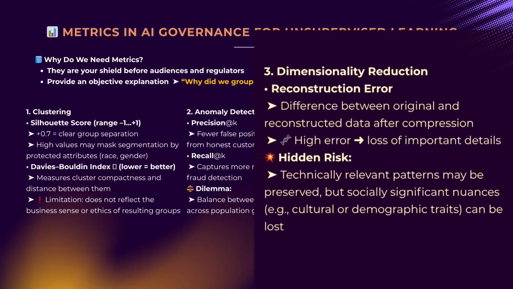I want to draw your attention to one non-obvious danger. The algorithm may preserve technically significant details, such as numerical patterns, but lose socially important nuances, for example cultural or demographic features, creating risks for the ethical application and governance of AI.